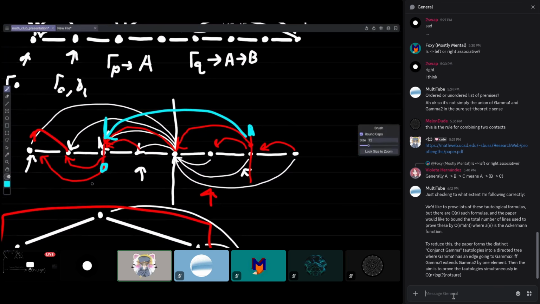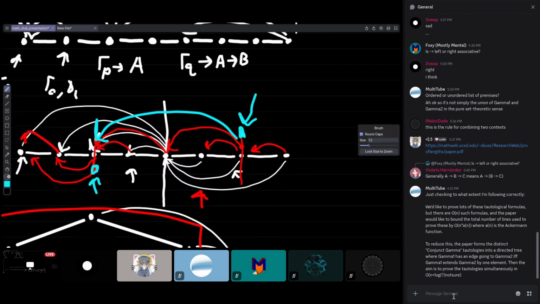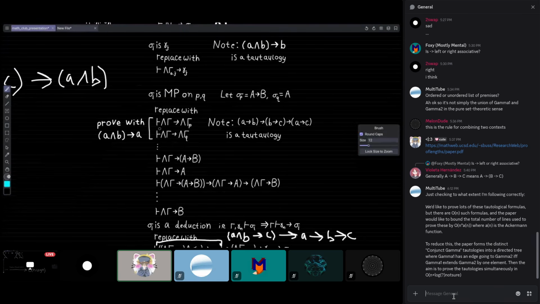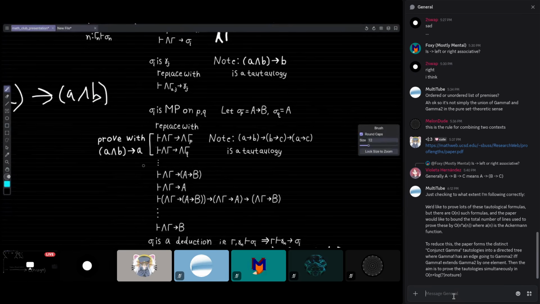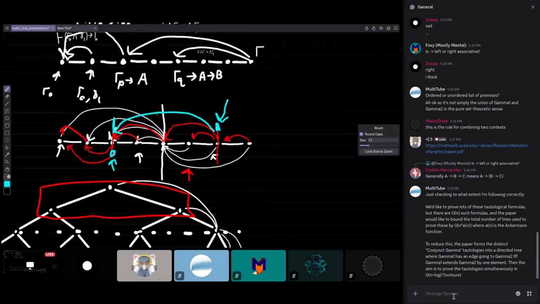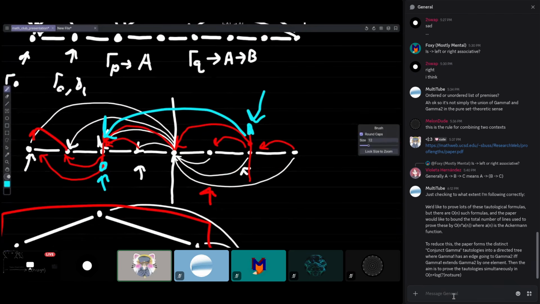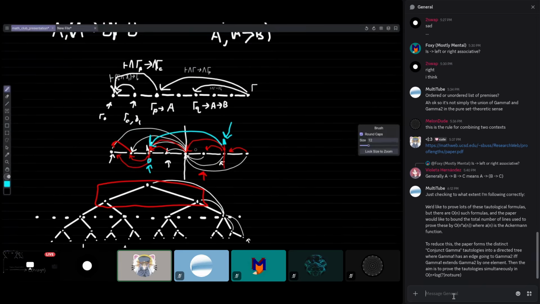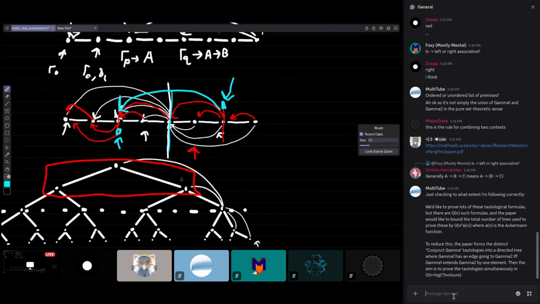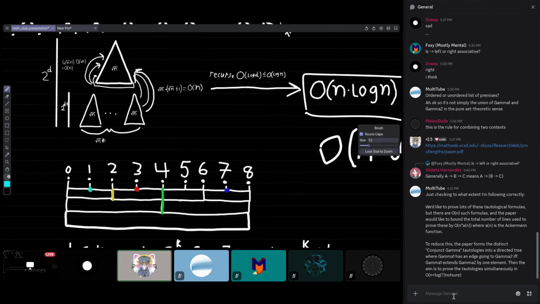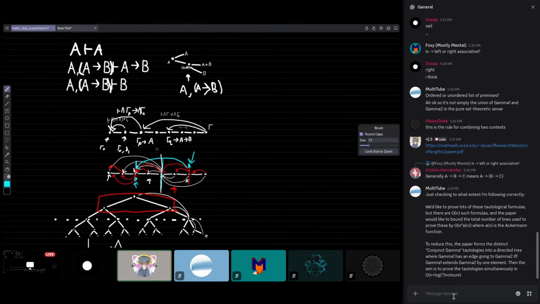So in general, we can assume we know which contexts we want to jump between, because the proof we're trying to transform tells us which contexts we need to jump between. We need to go from these contexts to this cut. We need to know where the cut is. That makes sense? Yep. Okay. How do you figure out where the cut is?